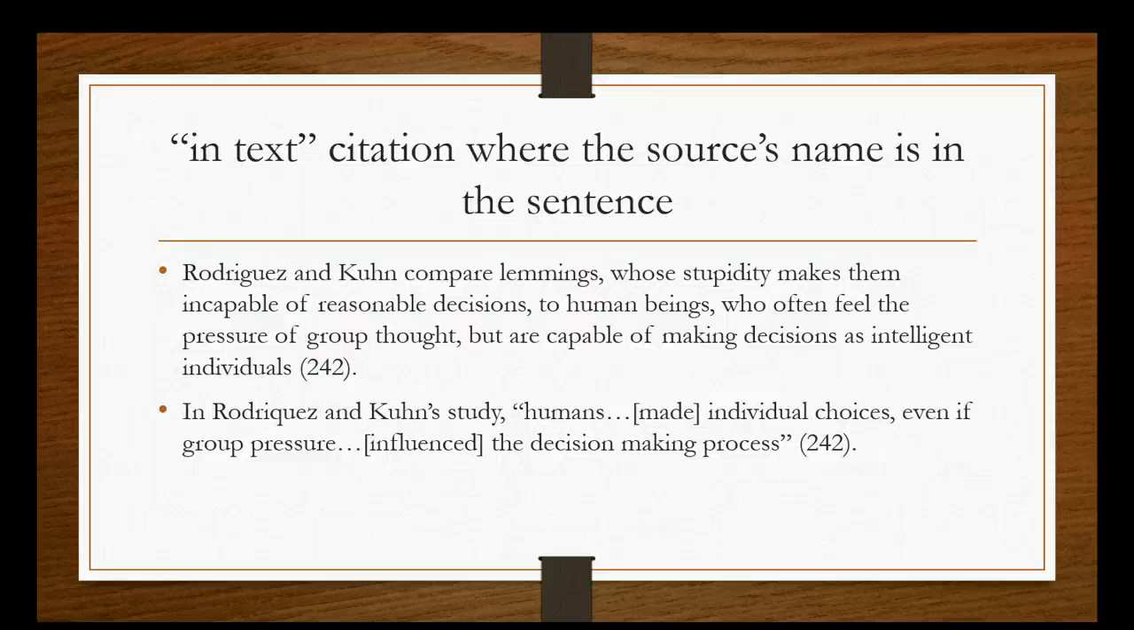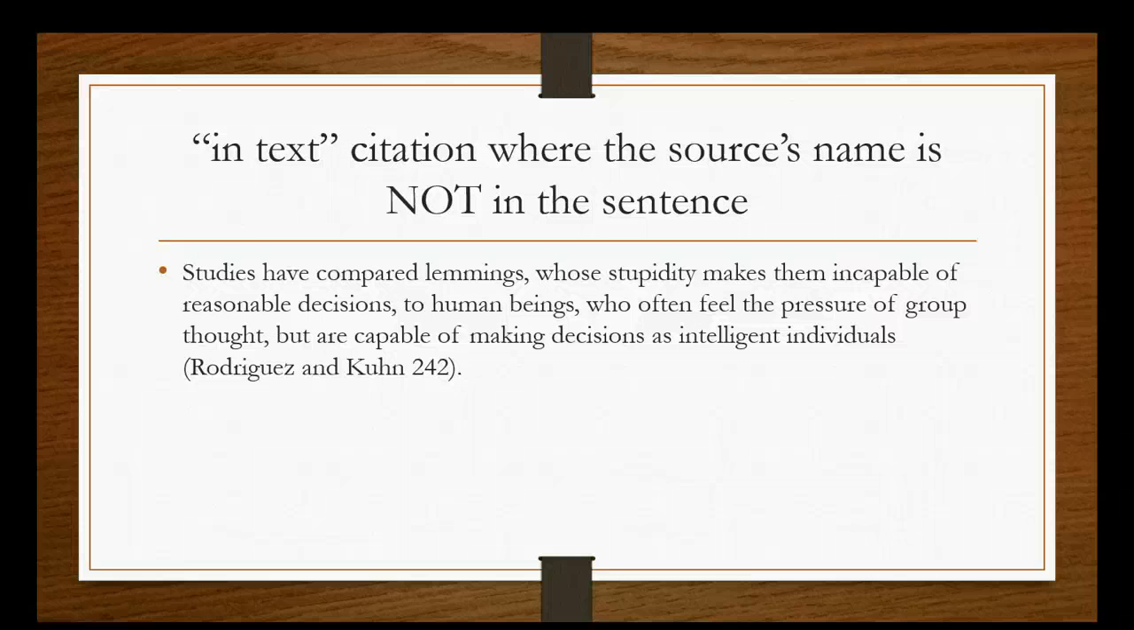So this is an in-text citation where the source's name, Rodriguez and Kuhn, is in the sentence. Where else could we put Rodriguez and Kuhn? We could put it next to the 242 in the parentheses down there. See, just like that. That's another way to do it. And you'll see both of these fairly often as you read academic writing.